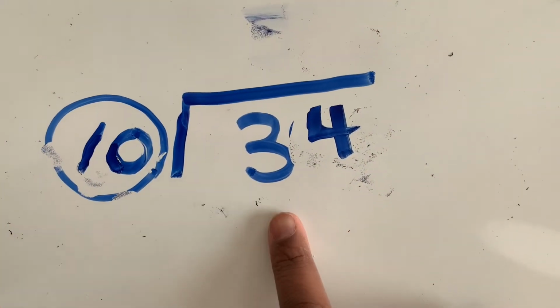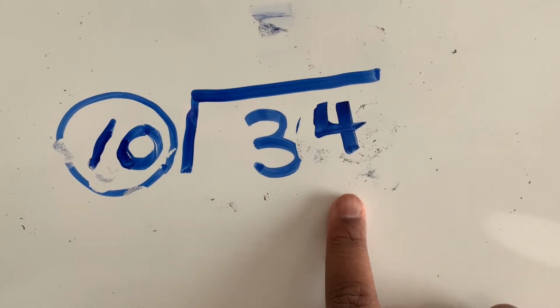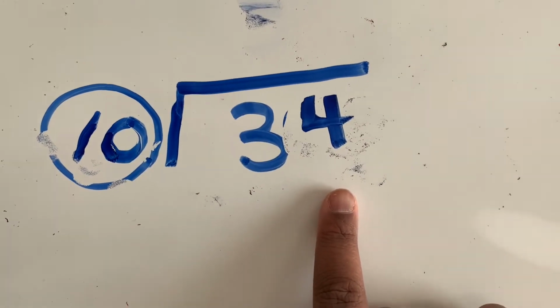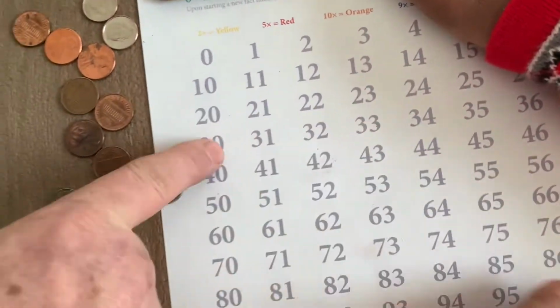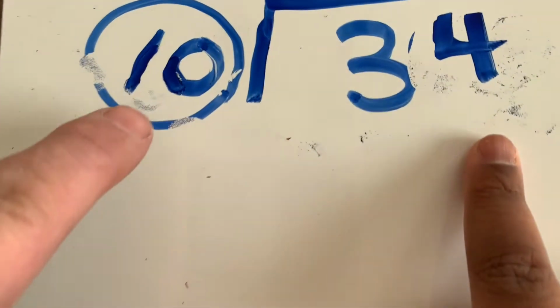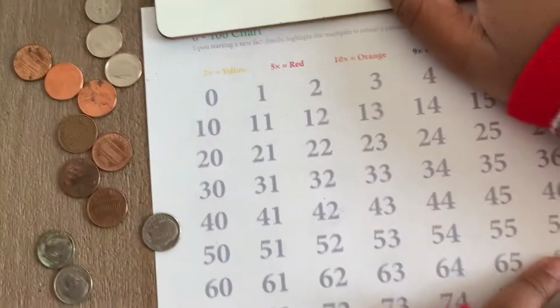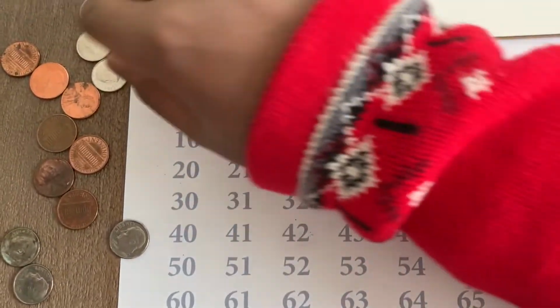Turn your number. 34. Good. I want you to find and make 34 on this 1 to 100 chart. We're going to be trying to make it out of dimes, so start with dimes. Get to 34.